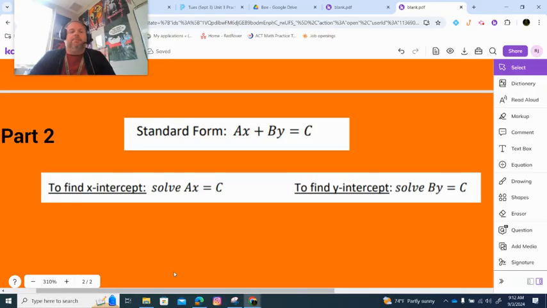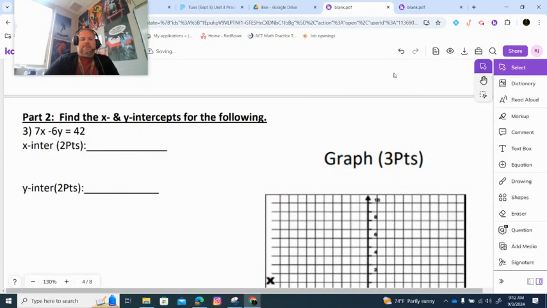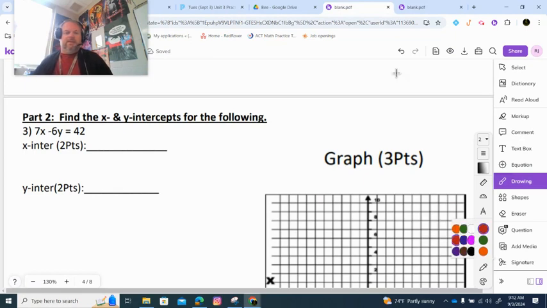Yes, you may. All right. So, that's how you find your x and y intercepts. I still didn't give y'all enough room right here. 7, 7. So x equals 6.